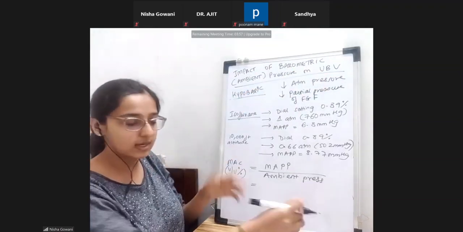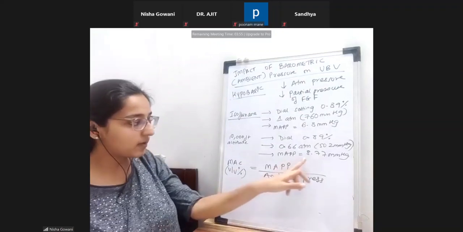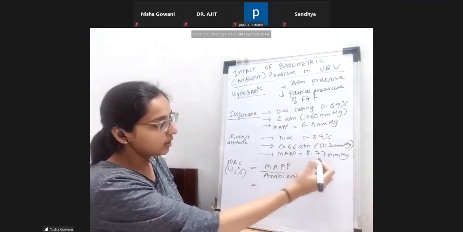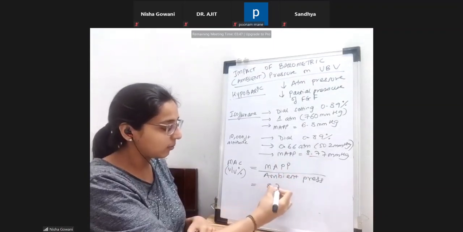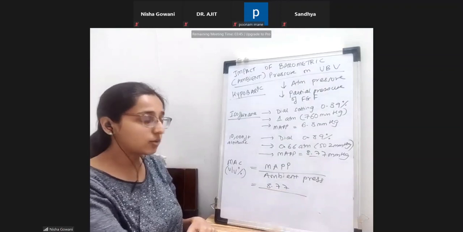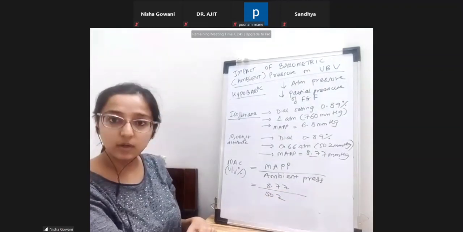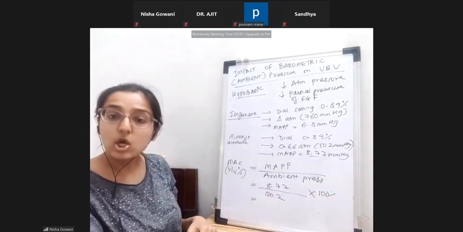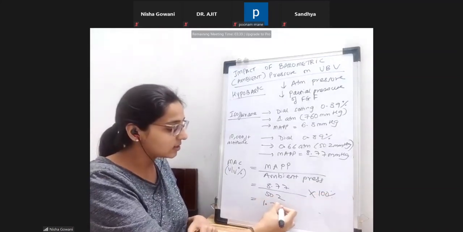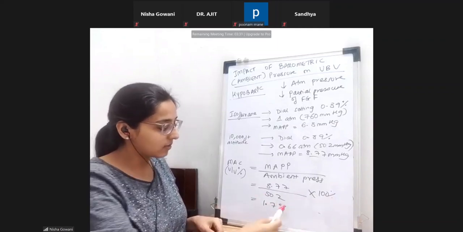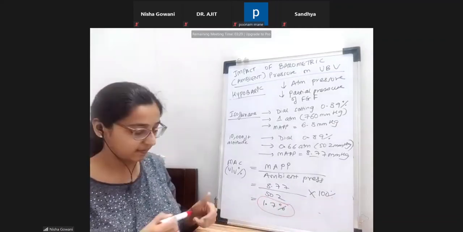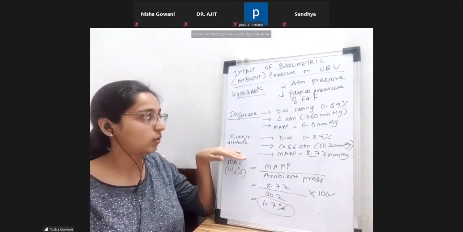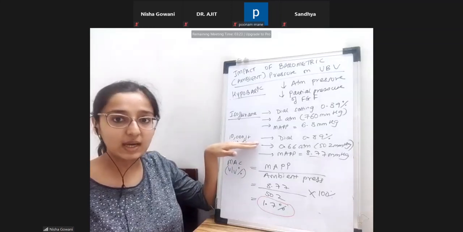Now I want to see how much it is at this altitude. Let's calculate. Here they found 8.77 was the MAP. The ambient pressure was 502, and then multiplied by 100, which will give you the volume percent. They found the answer to be 1.7%. So at 10,000 feet altitude, when I'm using isoflurane at a dial setting of 0.89, the result is 1.7%.